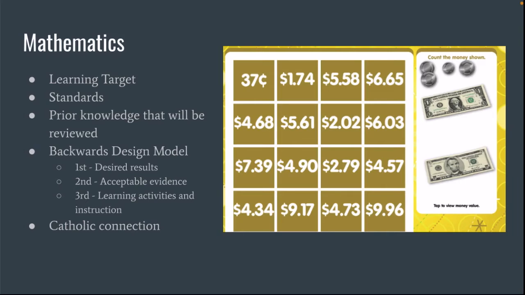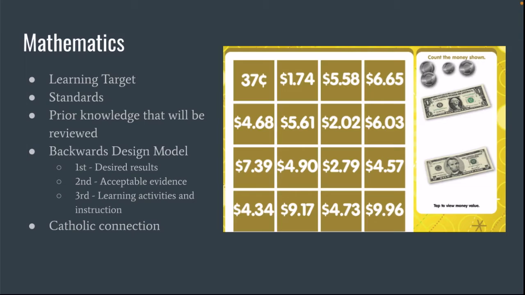The backwards design model is demonstrated in this lesson plan. When planning, I first started with my desired results, the things that I wanted my students to know at the end of the lesson. This was highlighted earlier when I mentioned the learning targets. The second step in the backwards design model is to highlight acceptable evidence. This is found in the assessment portion of the lesson plans.